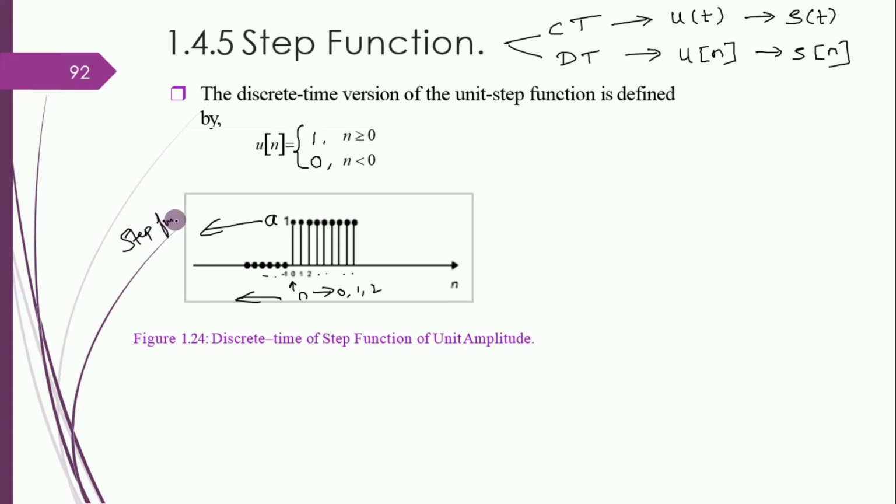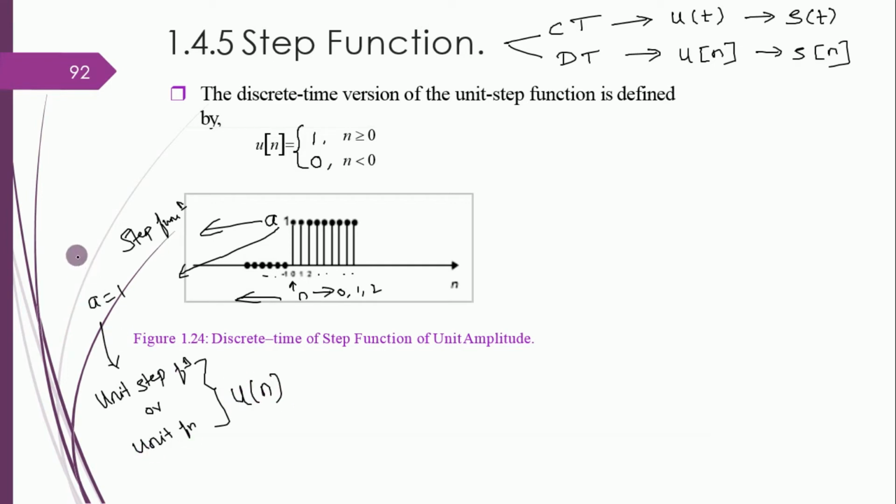If a is equal to 1, then we will call it the unit step function, or just the unit function. So for these two cases we normally use u of n as the denotation, and for any amplitude other than 1, we normally use s of n for the denotation. That's it. Remember this.